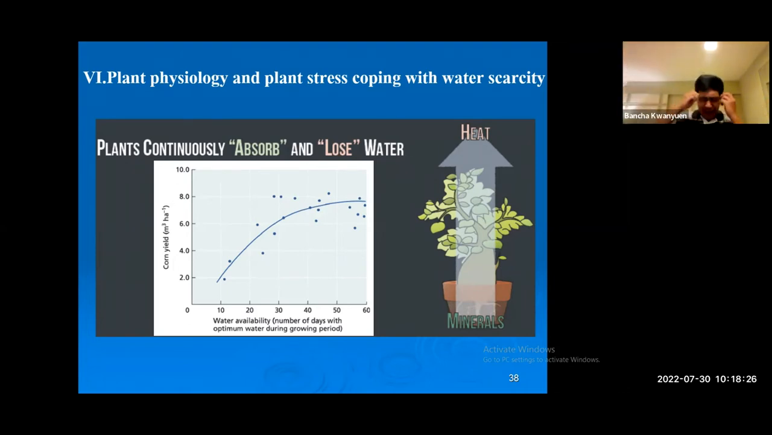Okay, next, we have a look at plant physiology, plant stress, and of course water scarcity. So why does a plant need water? Water is needed to protect the crop from heat stroke, and also to take the minerals from the root up to the plant itself. So water is good for carrying minerals and also to protect the crop from the heat.